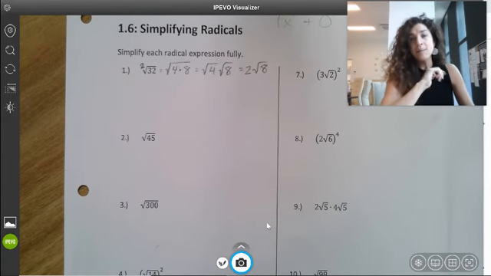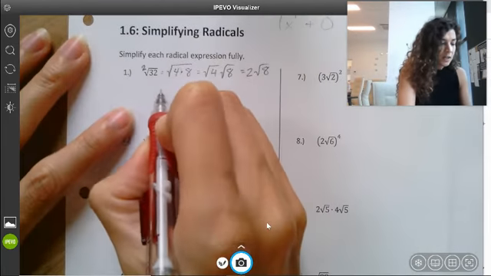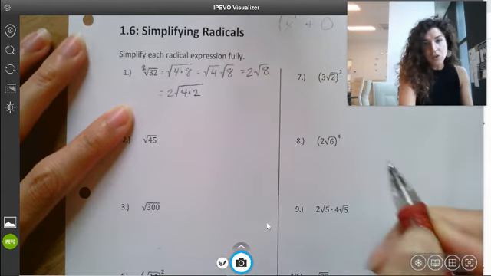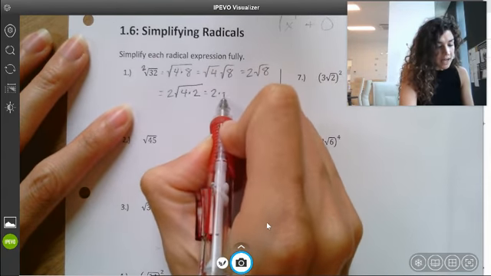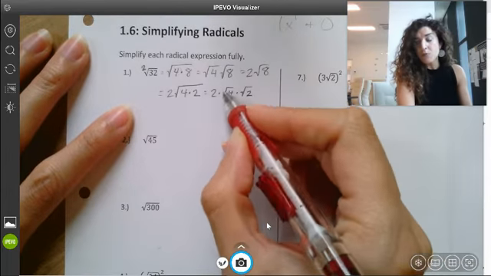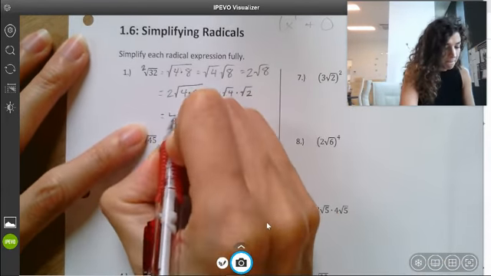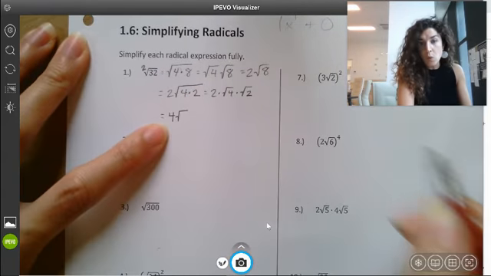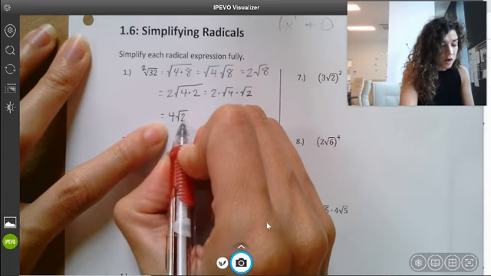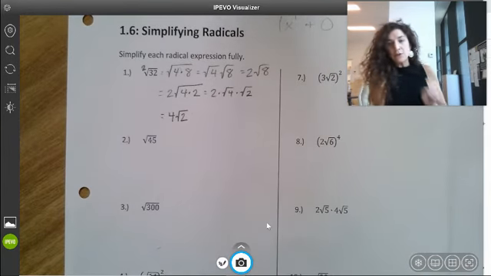Now, however, is it fully simplified? No, it is not, because 8 has a perfect square that goes into it, another 4. So then I can take the 2 and separate out 8 as 4 times 2, which means it becomes 2 times the square root of 4 times the square root of 2. Square root of 4 is 2. You have to multiply it to that 2 in the front. So you're left with 4, because 2 times 2 is 4, and then the square root of 2 on the inside. So you can absolutely simplify radicals by baby steps.